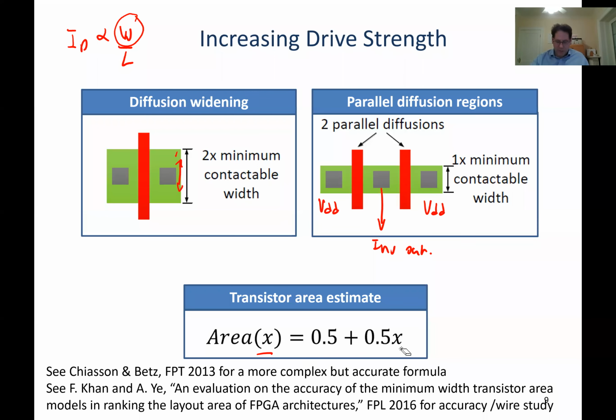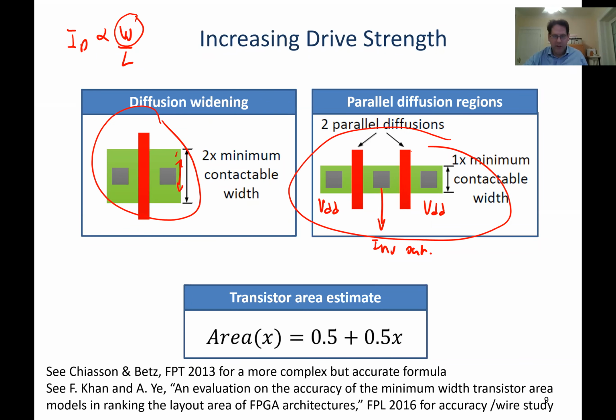The paper that you read a couple of weeks ago uses a more complex but more accurate formula that basically reflects the fact that sometimes it's best to combine these two things. So instead of deciding I will widen my diffusion or I will go parallel, sometimes for big transistors it's best to do a mix of those two things. And this paper considers that. And then the paper down here is one that actually did a whole bunch of layouts to say how accurate this is, and it concluded it gets the right basic trend, but none of these are perfect, so it came up with some more correction factors.